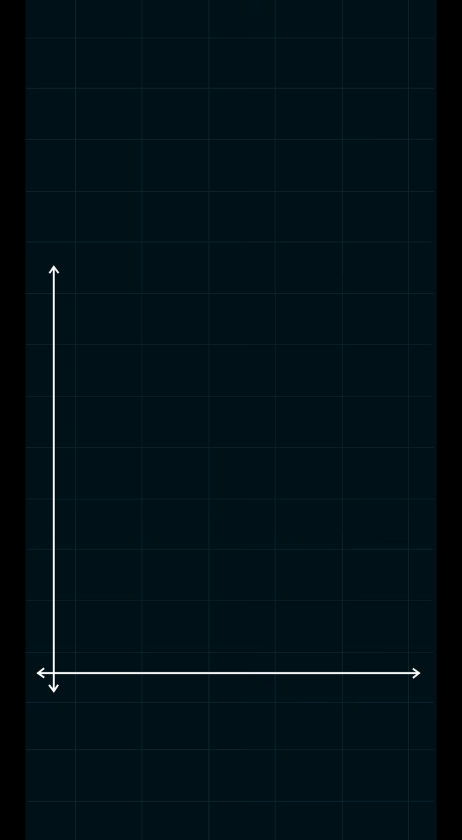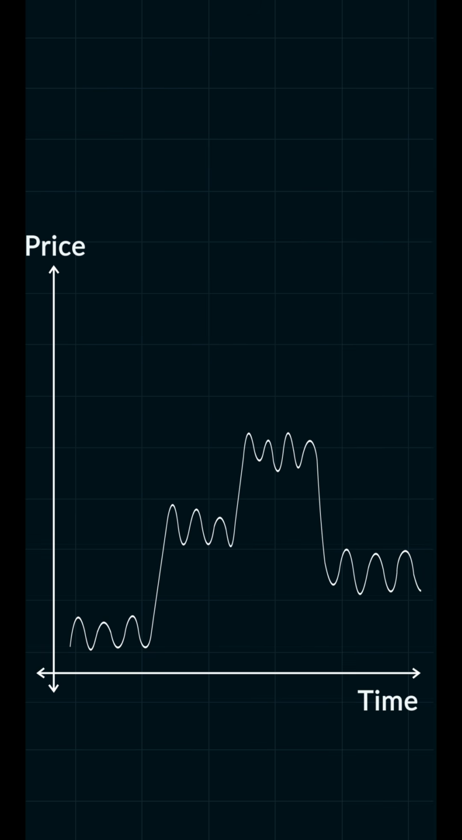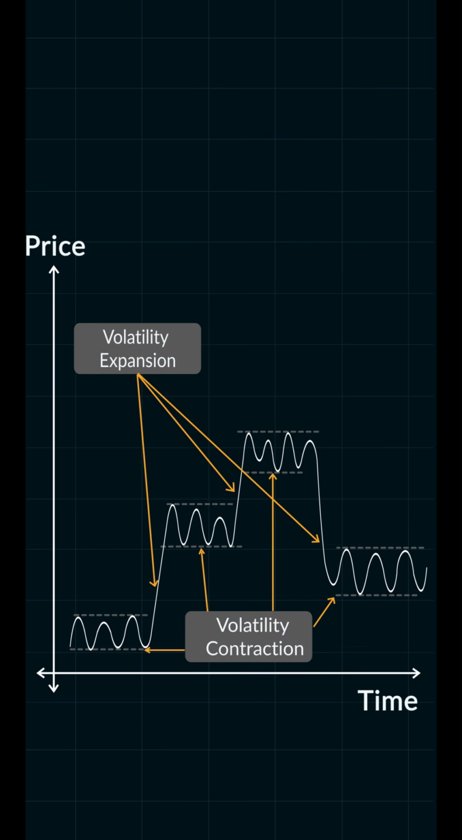The fundamental philosophy behind this strategy is that volatility is cyclical. Markets go through periods of expansion and contraction of volatility. A lot of studies have been done that suggest that when we get a contraction in volatility, it is very likely to be followed by an expansion.